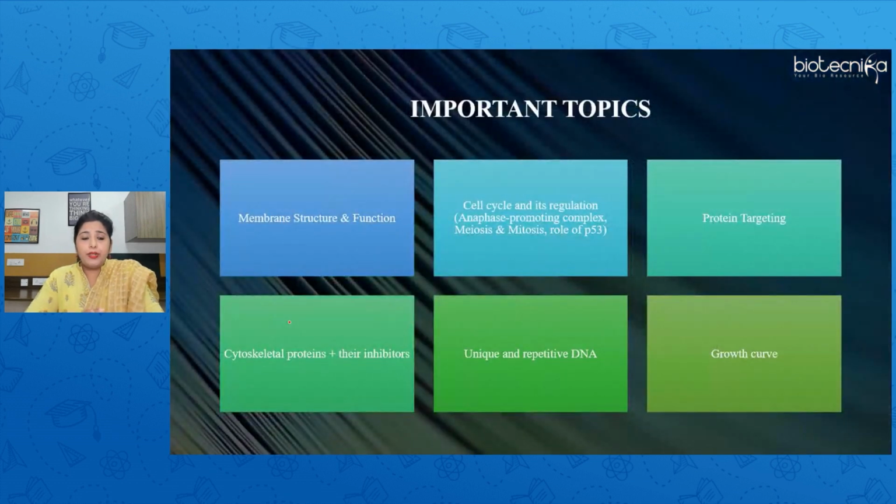So coming to the important topics, usually 2 marks questions, that is part B questions, are asked from membrane structure and function. However, 4 marks questions, that is part C questions, are asked mostly on protein targeting and cell cycle and its regulation. Sometimes questions are asked on cytoskeletal proteins and their inhibitors, even unique and repetitive DNA, and even on growth curve. So you should never skip these particular topics when preparing for unit 2.